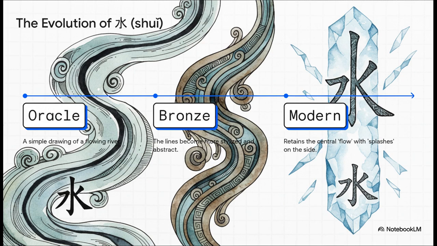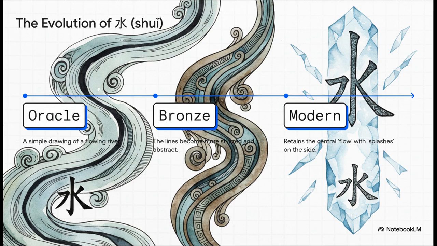Check it out. Way over on the left, you've got the Oracle bone script. We're talking over 3,000 years ago. And you can see it, right? It's clearly a drawing of a flowing river. You can see that main current in the middle and the little eddies or splashes on the side. Then, as we move along to the bronze script, it starts to get a little more stylized, a bit more abstract. And then finally, we get to the modern character we use today.